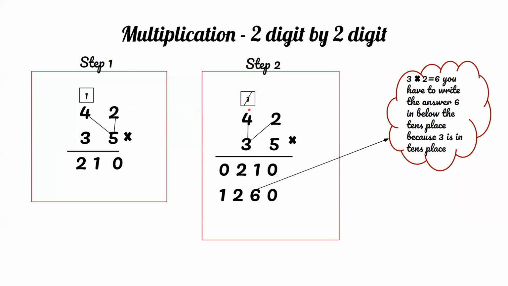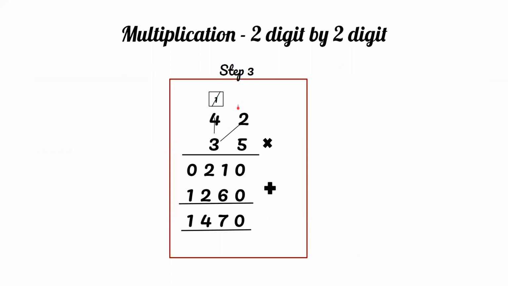Then step 2. 3 times 2, which is 6. We put the 6 in the tens place because the 3 here is in the tens place too. We also put a 0 in the ones place to avoid confusion. 3 times 4 is 12.